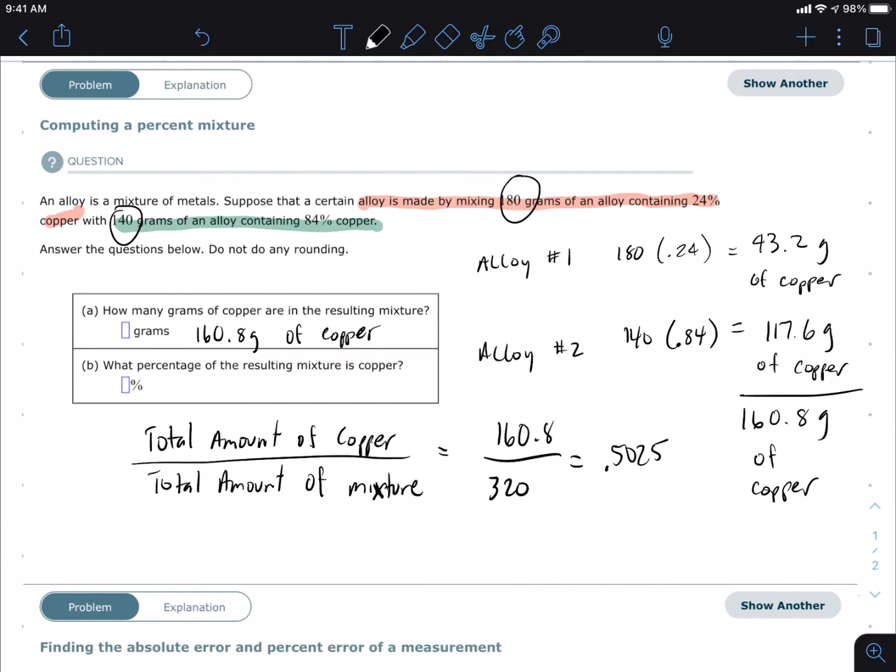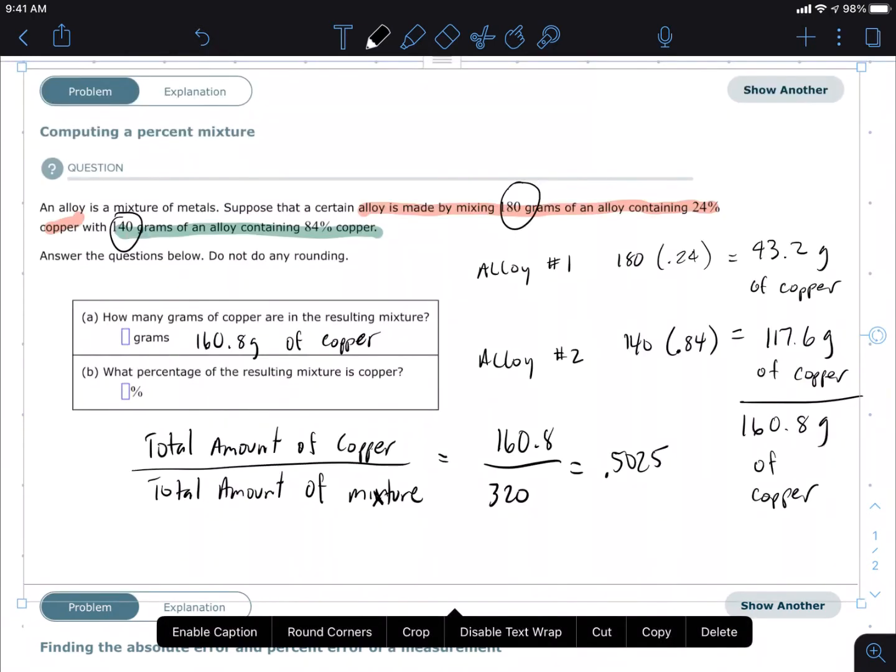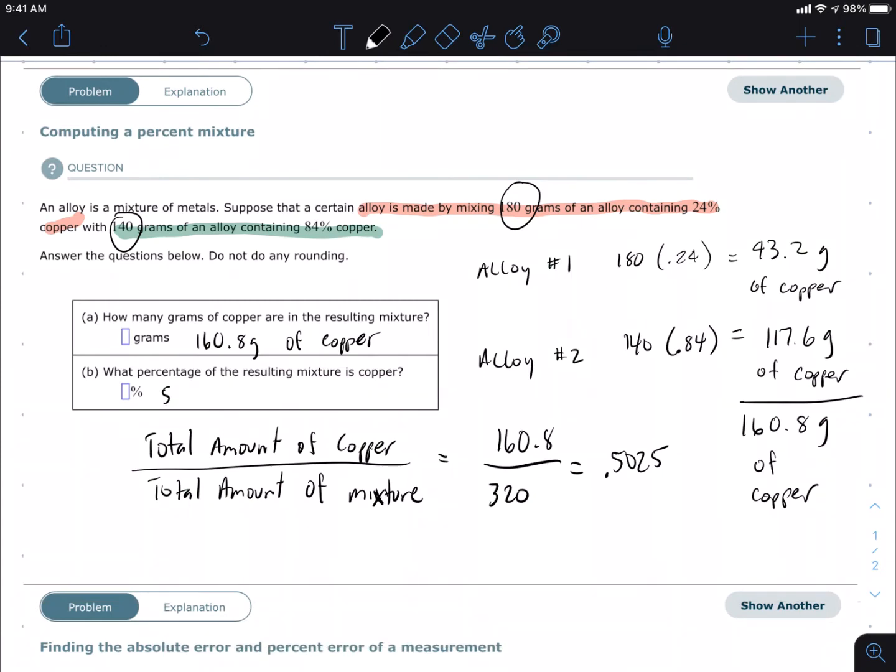0.5025. But they're asking for a percent. So that means I have to multiply by 100. So the result ends up being 50.25% of the resulting mixture is copper. We okay with that?